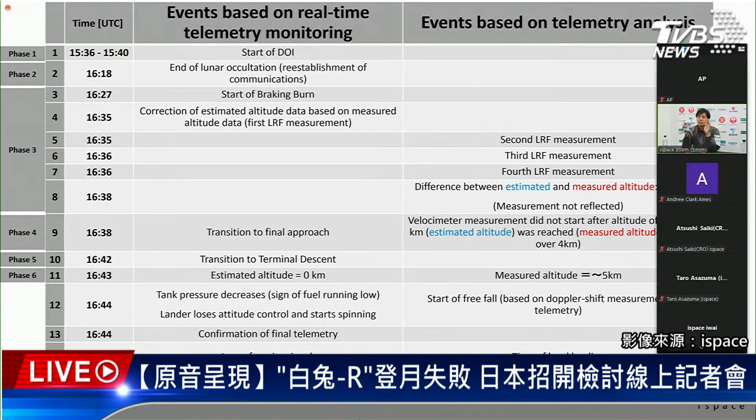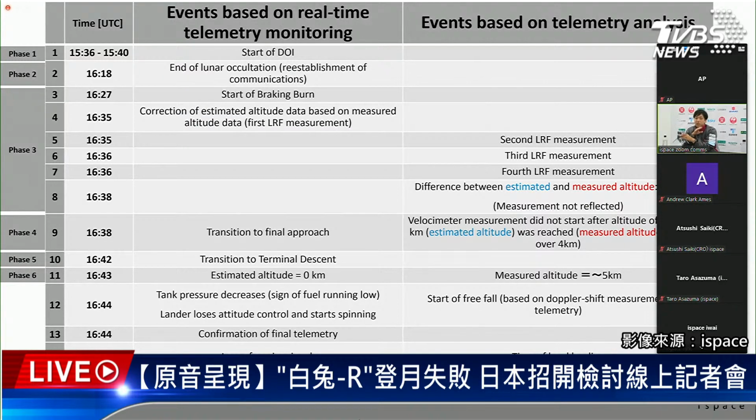Then, at number 9, the lander successfully started the pitch up operation. Then the lander was successfully in the vertical position. Then number 10, the lander was finally in the terminal descent, and number 11, we also confirmed the indication of estimated altitude 0. That means at that moment we really expected touchdown to happen, but indeed it did not happen, unfortunately.